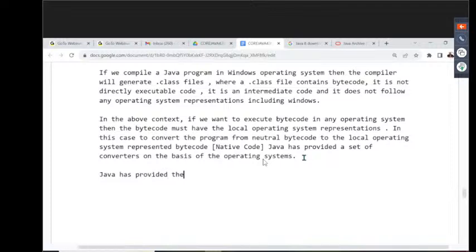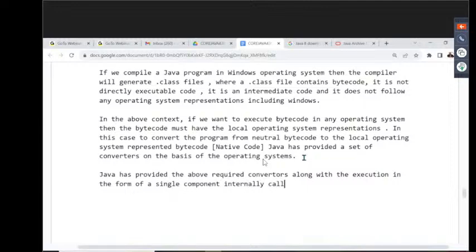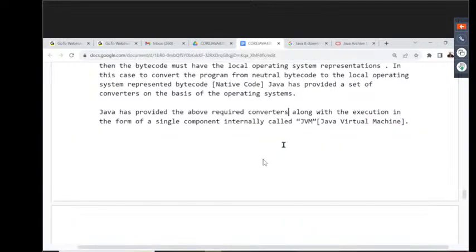Java has provided the above required converters along with the execution in the form of a single component, internally called JVM, Java Virtual Machine.